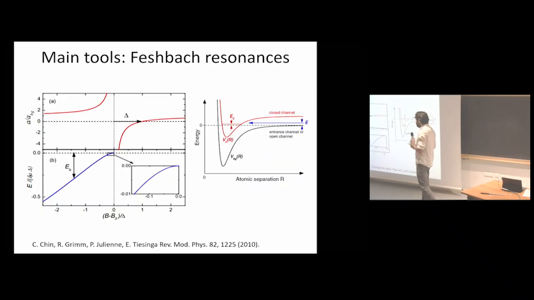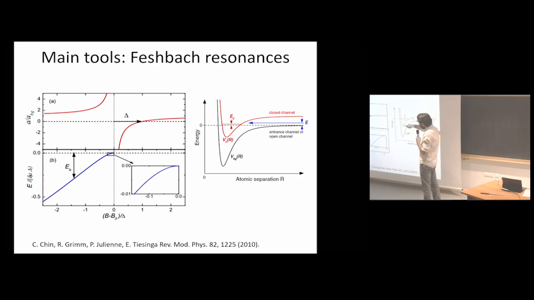Another very important tool that I'm going to use is Feshbach resonance. So this gives us the ability to tune interactions. So at ultracold temperature, the only parameter that really defines the interaction is the scattering length. It's one single parameter, because the interaction only happens significantly in the S-wave channel. And the scattering length parameterizes the strength of the interaction, basically.